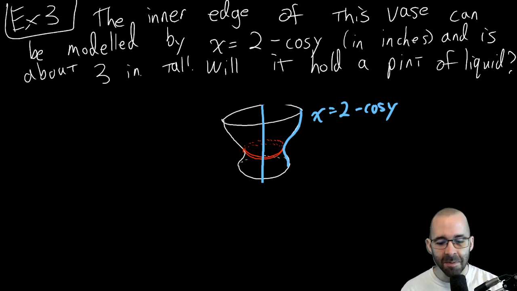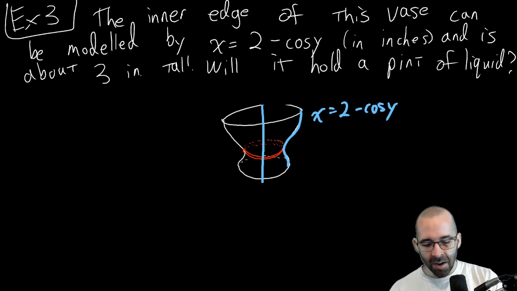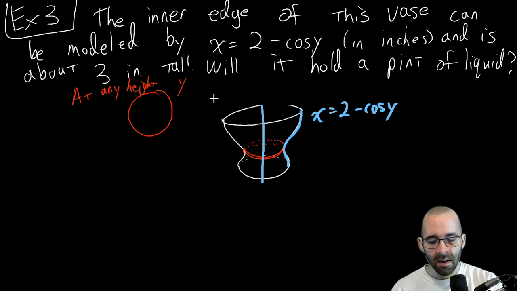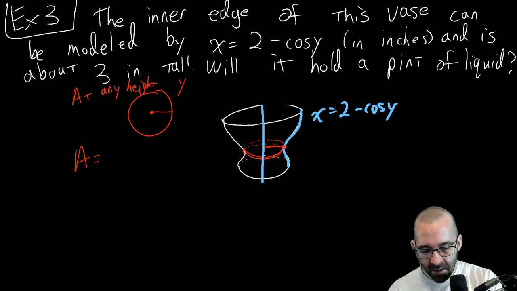So we're just going to find the volume using slicing. We already have this beautiful picture of a cross section and a beautiful picture of this vase. Well, what does this cross section look like? Again, it's going to be a circle. So at any height y, what's the area? Well, the area is going to be pi times that x coordinate, right? That's the x coordinate.